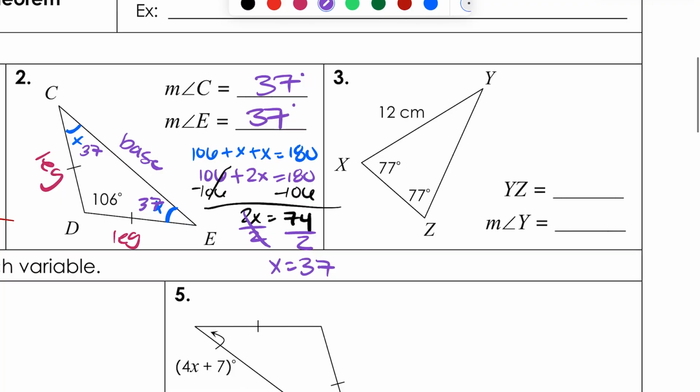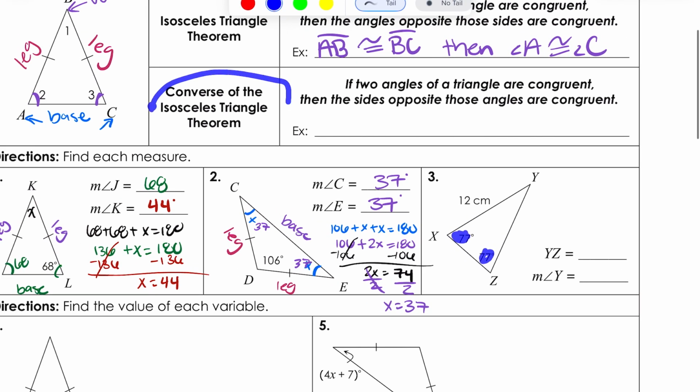Okay, number 3. They actually don't tell you what two sides are congruent. It tells you this one's 12, but then they don't say anything about these. And remember, you never want to assume. So the two things they say are congruent are angle X and angle Z. So this is where the converse of the isosceles triangle theorem comes in. Basically, it's like the flip-flop or vice versa of this one right here.